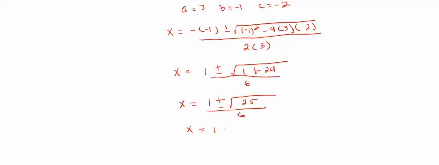So now I can break this up into two separate problems because of the plus and the minus. I can say that x equals 1 plus 5 all over 6, or x equals 1 minus 5 all over 6.